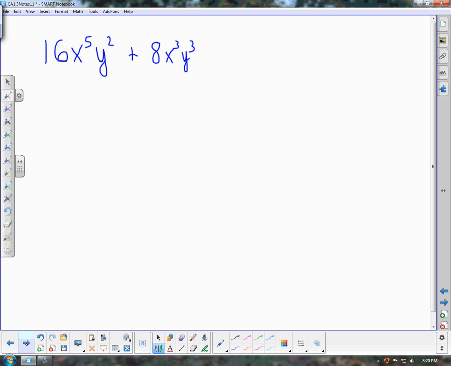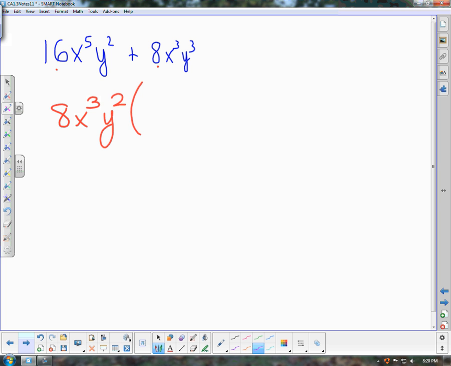Then looking at this one, same thing. First we can factor out an 8 out of both of those two things. They also have an x in common, so we can take an x, and that's a 5 and that's a 3, so x cubed because it's the smallest exponent. And then with the y's, you take the smaller exponent, and it's y squared.